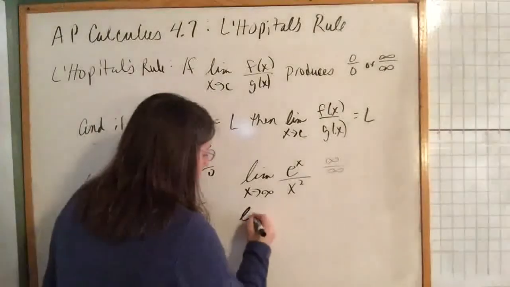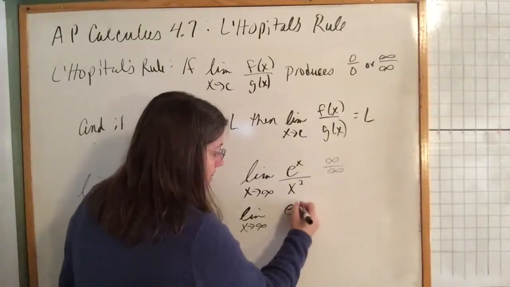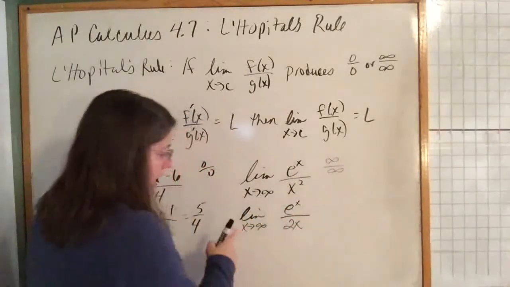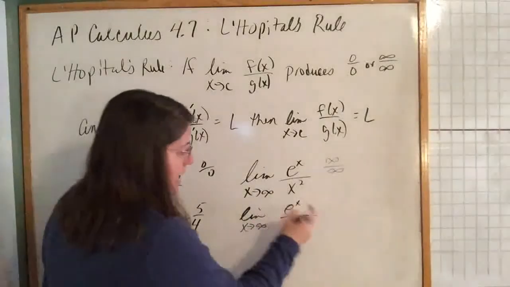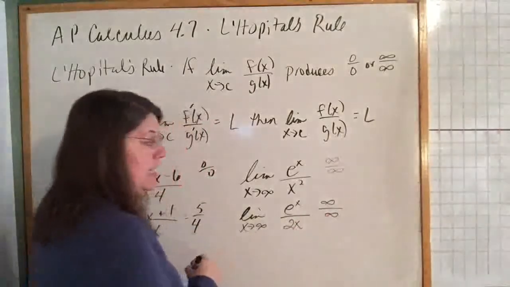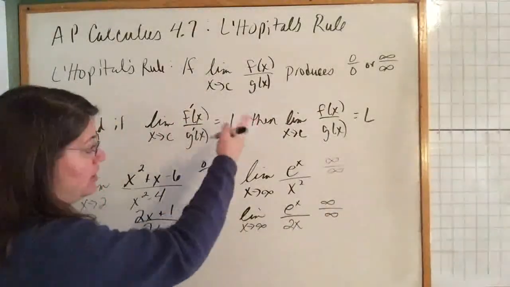I'm going to take the derivative of the top and the bottom. Derivative of e to the x is e to the x. The derivative of x squared is 2x. Now I'm going to do direct substitution again. E to the x gives me infinity. 2 times infinity is again infinity. So I'm going to use L'Hopital's rule a second time because by the definition, I'm allowed to do that.